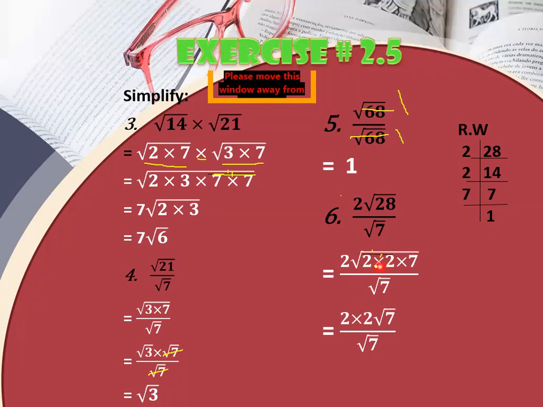you are going to multiply this 2 with the coefficient 2. So 2 multiplied by 2, and the square root of 7 will remain the same, and this square root of 7 will be cancelled with this square root of 7, and the answer will be 4.